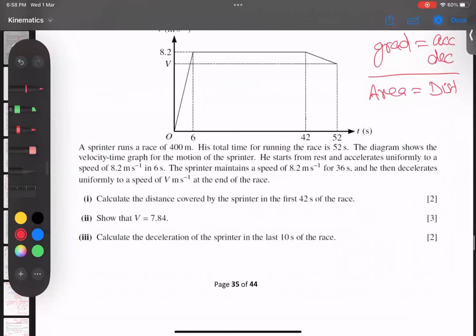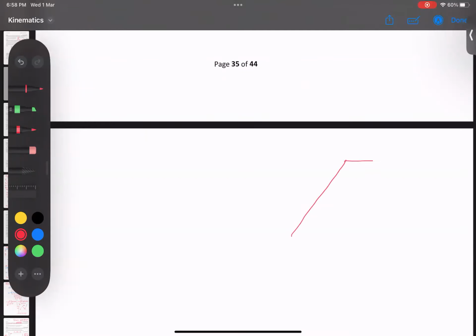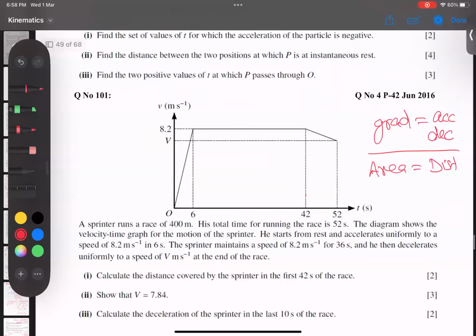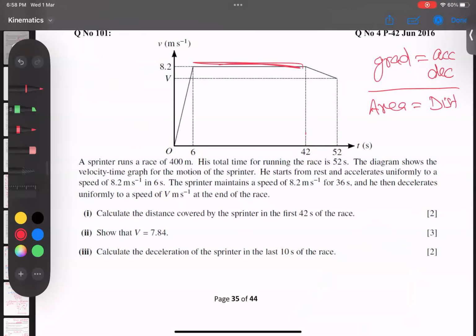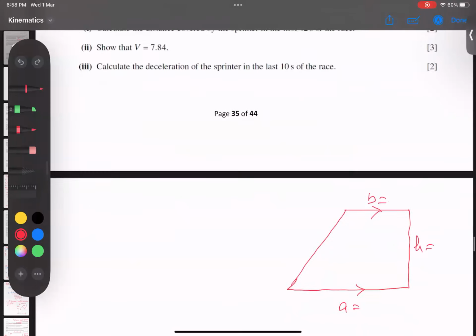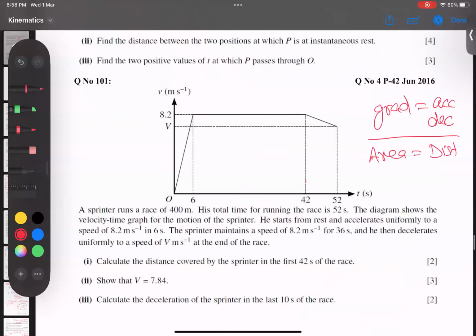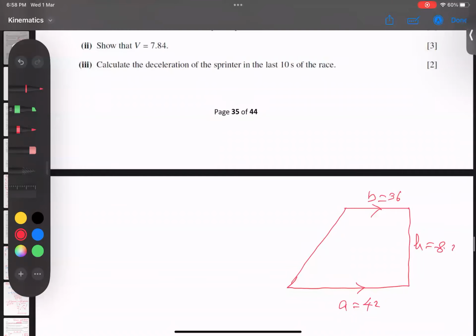First part I'm going to solve is the distance traveled. I have this shape, with two parallel sides, one called A and one called B, and this is called the height. I made it a little more slanted, but no problem. A is 42 minus 6, so 36. So I take A as 36, and from here to here, B is 42. And the height between them is actually 8.2. I believe this idea is nothing hard.